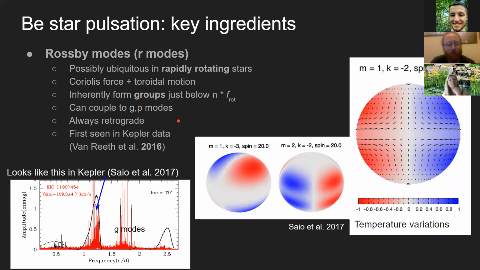And these are related to rapidly rotating stars, where the Coriolis force serves as the restoring force for these modes. And they can couple to other types of pulsational modes. They're always retrograde, and they inherently form groups, usually just below multiples of the rotation frequency of the star. So this is what r modes look like in Kepler data for some star with r modes.